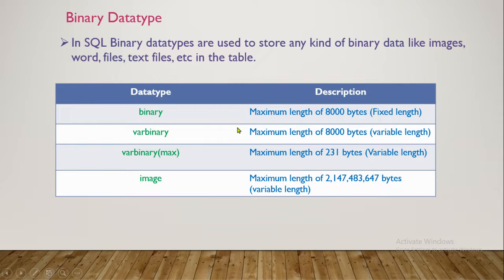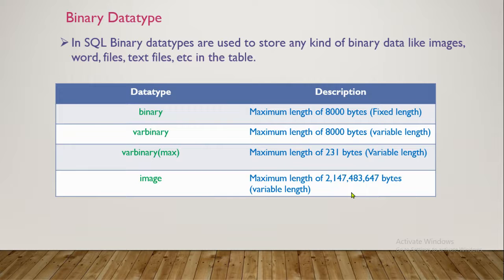Variable length means we can change it, like we can decrease it. If our image uses only 20 bytes, then we can use 20 bytes. But we can't increase it beyond 8,000 bytes. Varbinary has a maximum length of 2^31 bytes, variable length. Image also has some range in bytes. This is the range of the image data type.